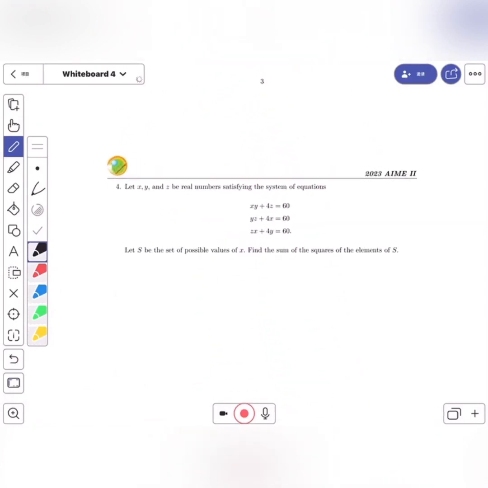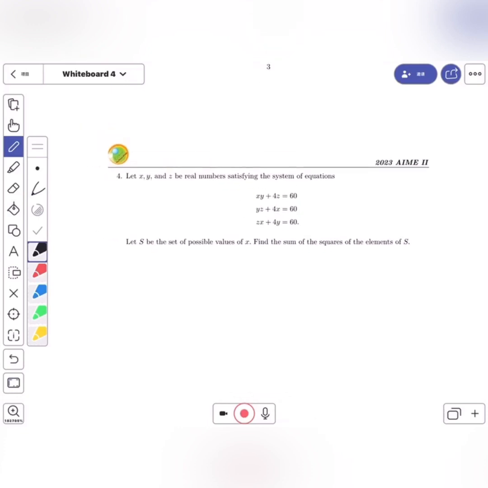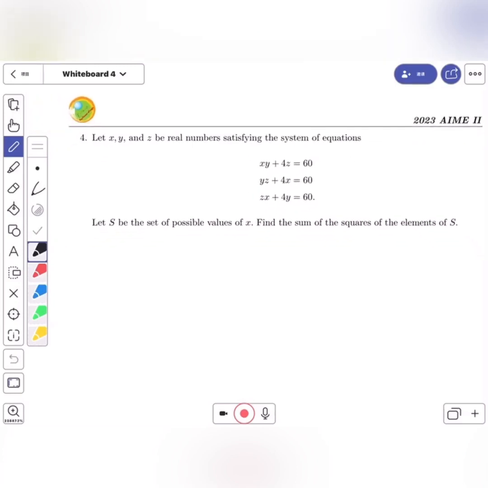Let x, y, and z be real numbers satisfying the system of equations: xy plus 4z is equal to 60, yz plus 4x is equal to 60, and zx plus 4y is equal to 60. Let S be the set of all possible values of x. Find the sum of the squares of the elements of S.